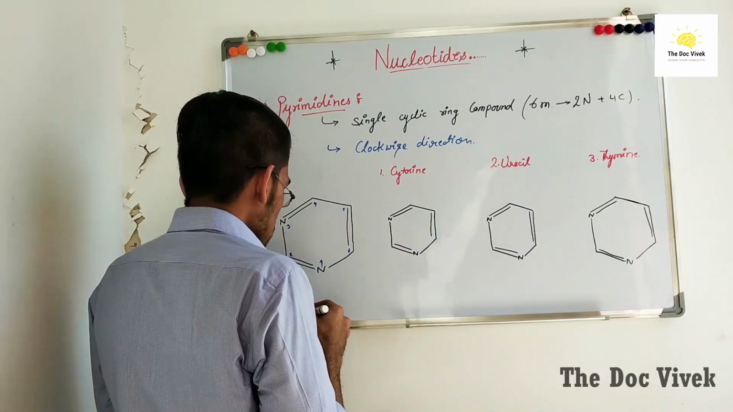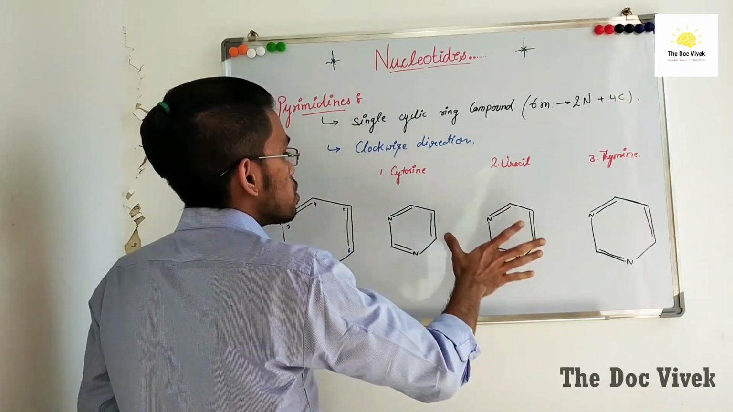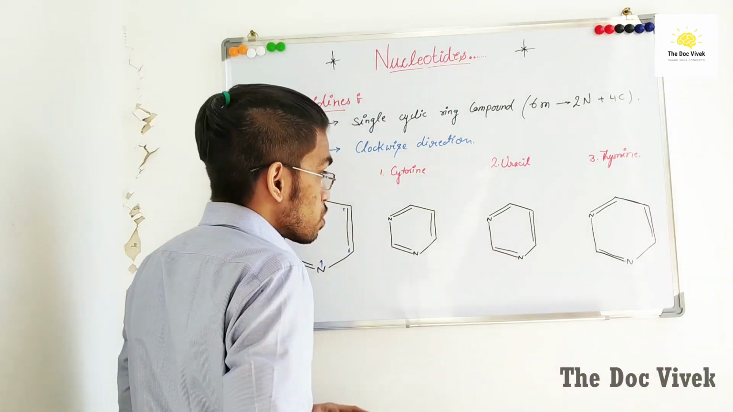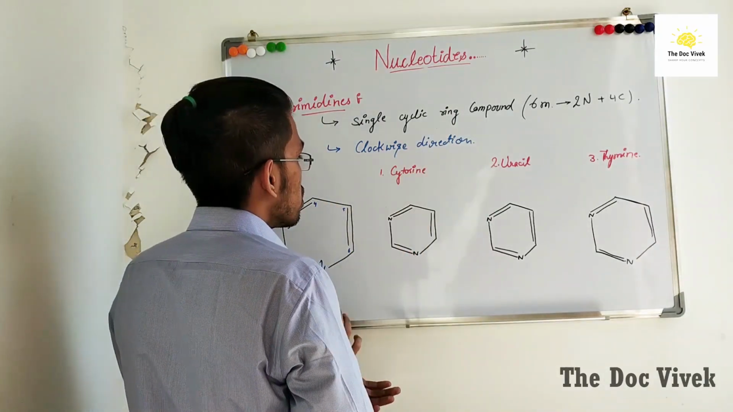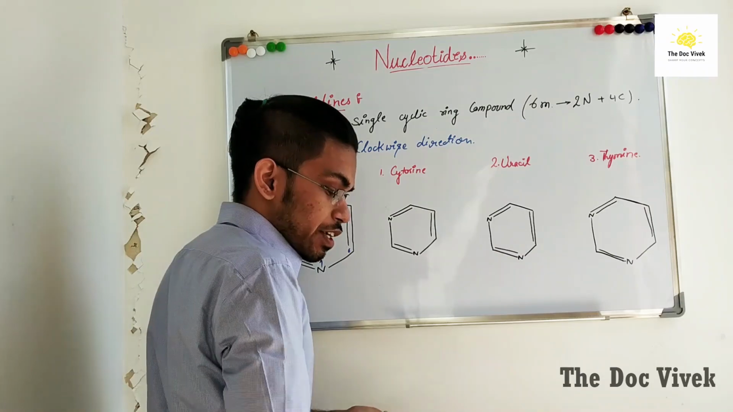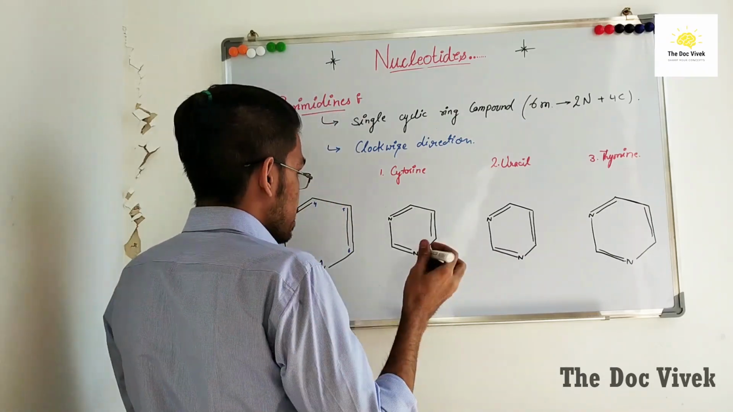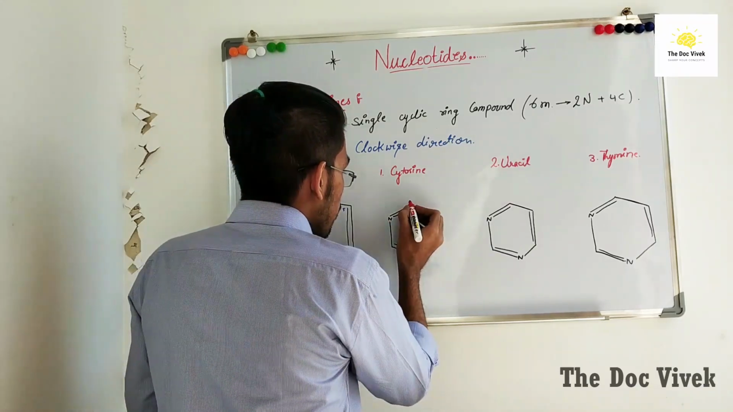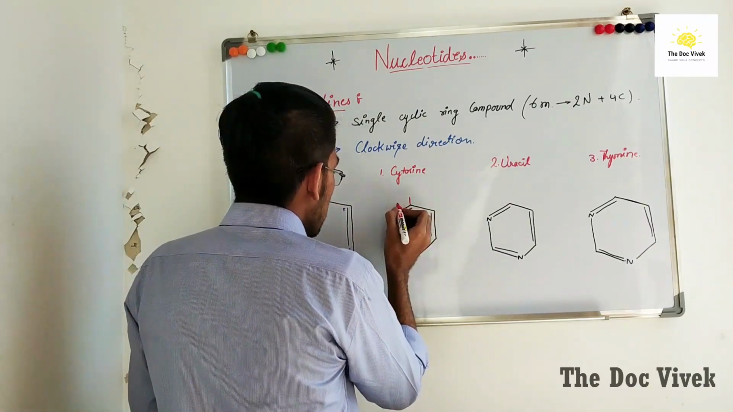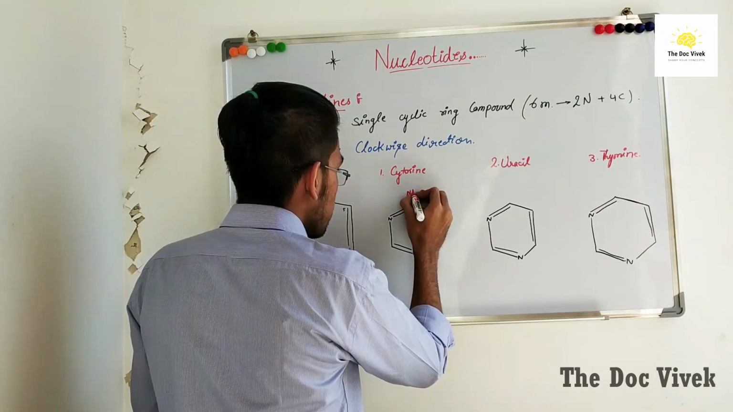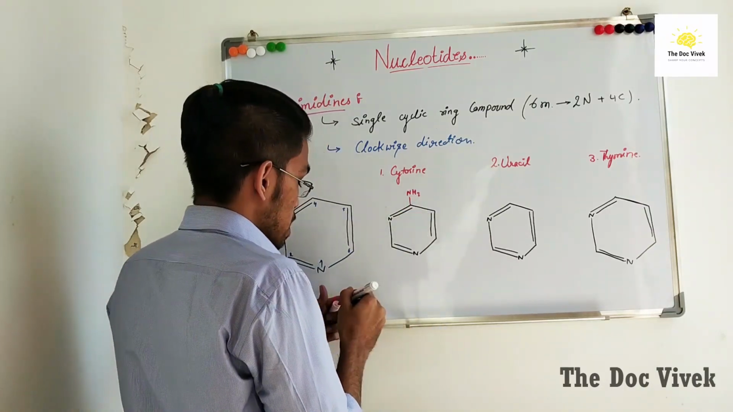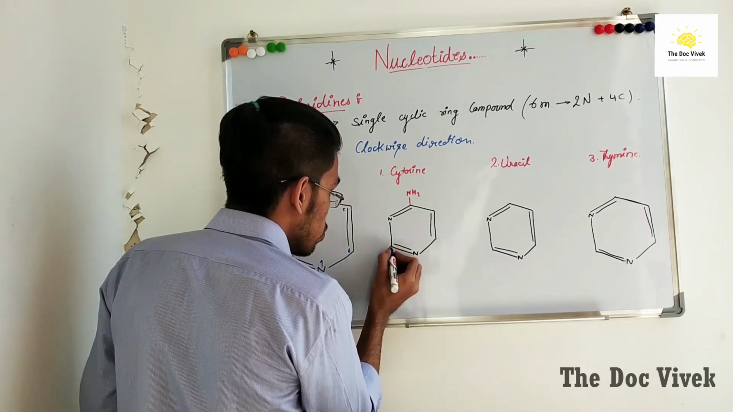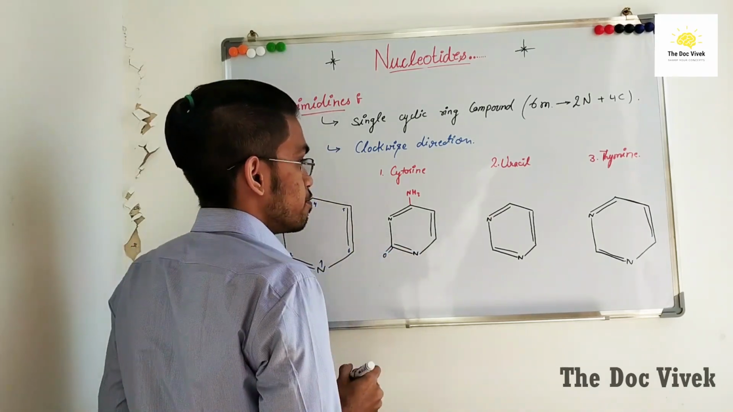So I drew all the general structures of these. So now, firstly, look forward for cytosine. Cytosine contains one amino group on the fourth number carbon and an oxy group on the second number carbon.